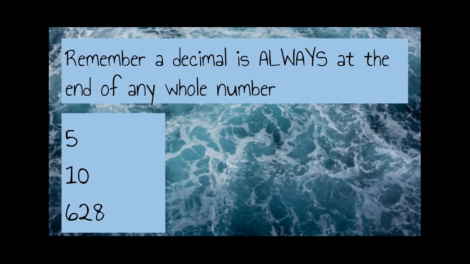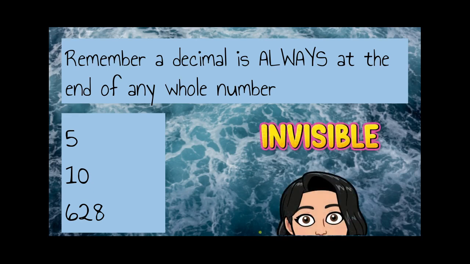Remember, a decimal is always at the end of any whole number. It's actually invisible. For 5, it's at the end of 5. For 10, it's at the end of 10. And for 628, it's at the end of 628.